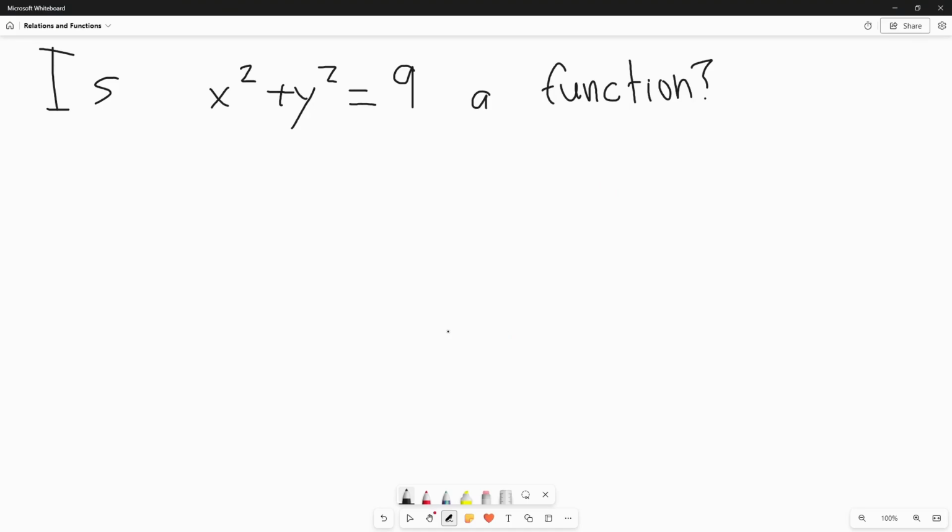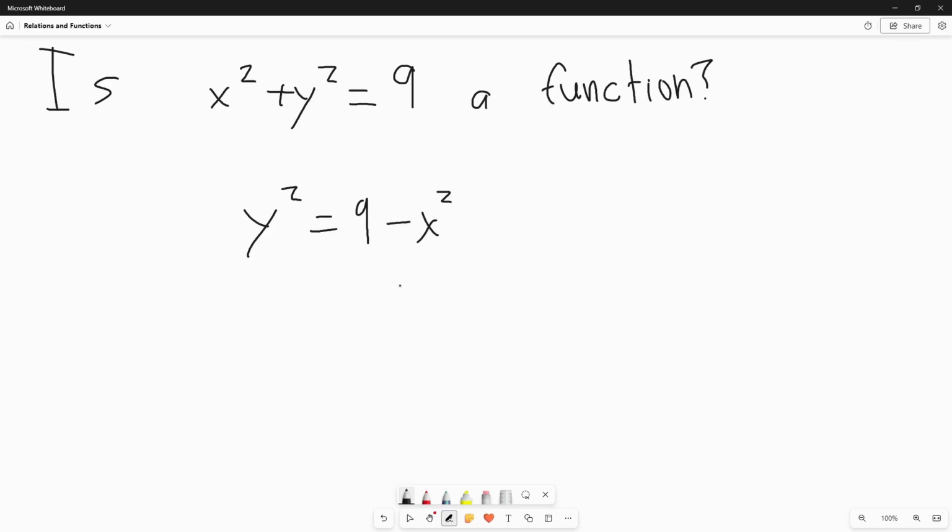Now, let's do another practice problem. If you think you know how to do this one, then pause the video and try it. This problem states, is x squared plus y squared equals 9 a function? It may seem a little tricky at first, but if you think about it, it's not that hard. So first, let's isolate y squared by bringing the x squared to the other side. So y squared equals 9 minus x squared.